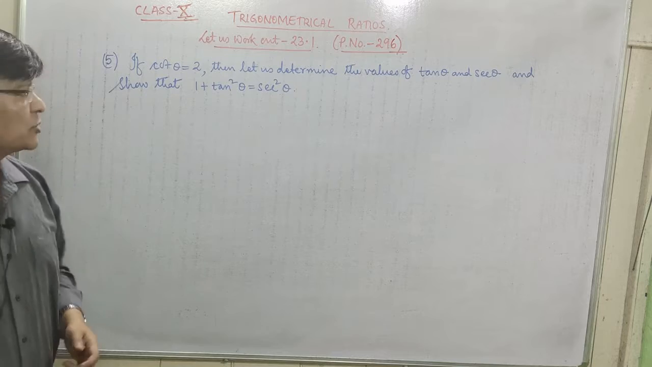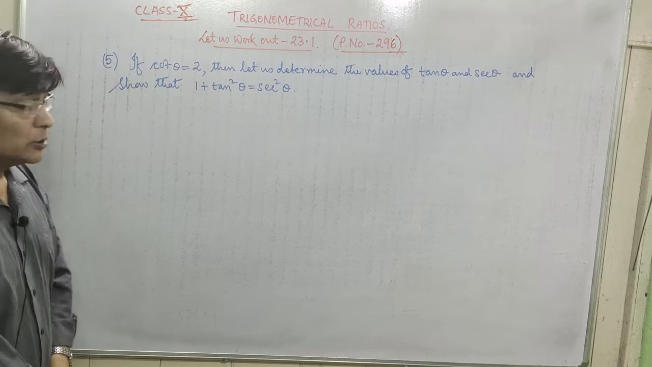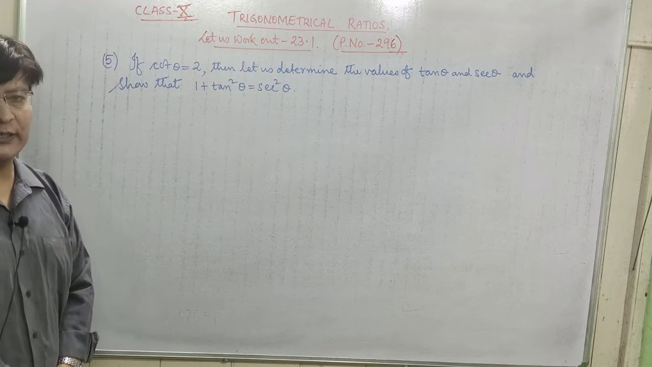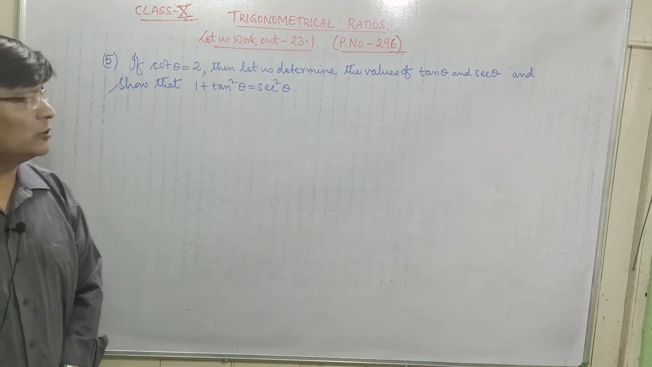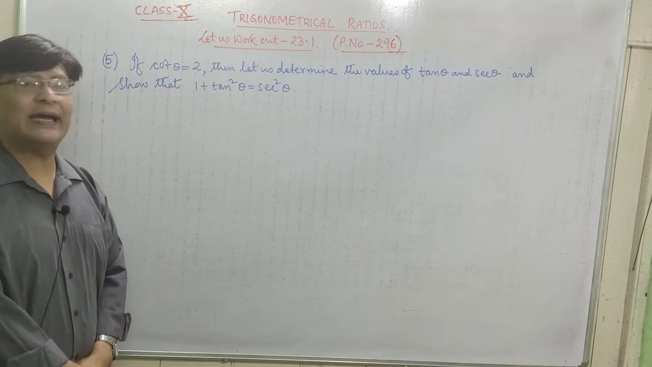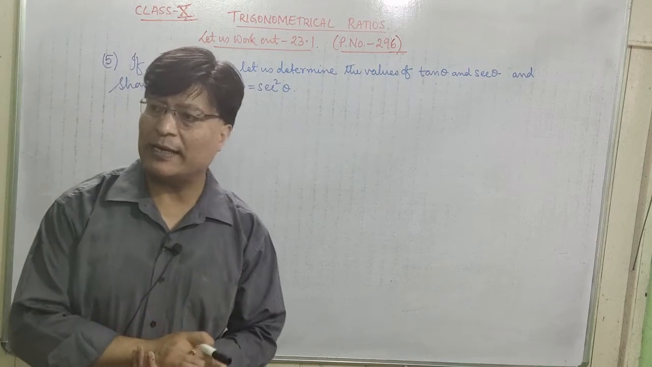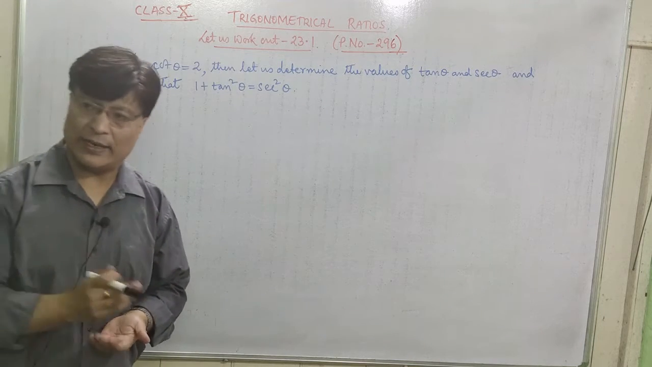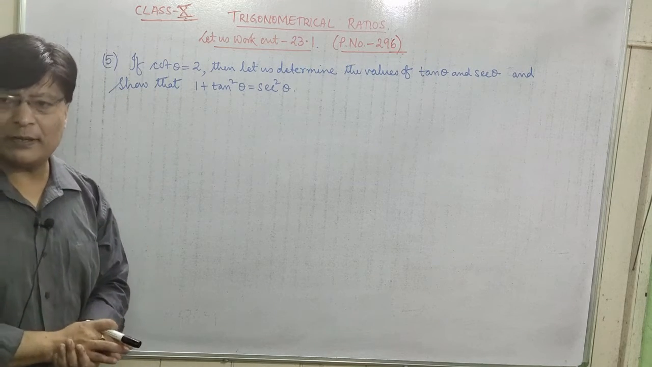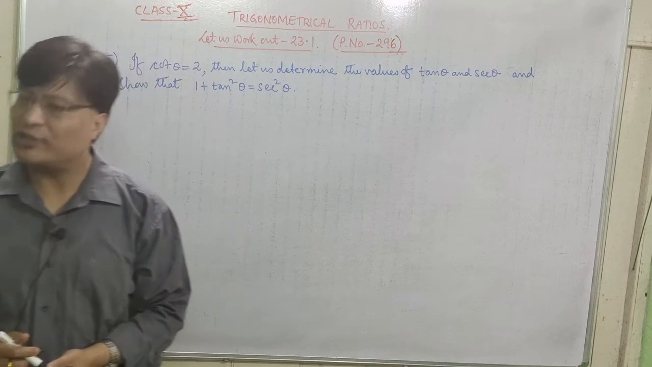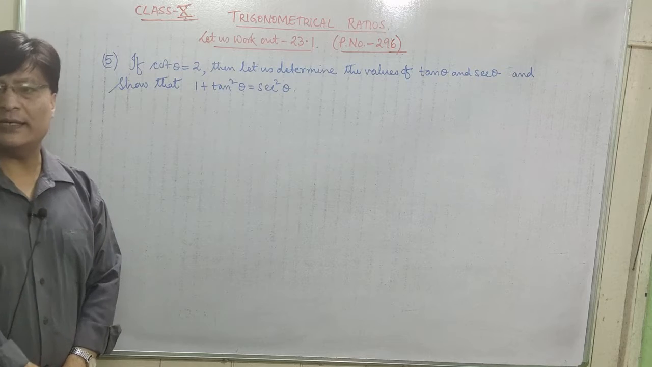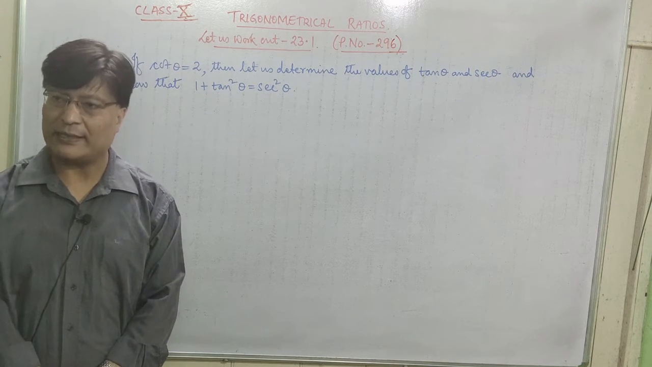So now we'll do the next question, that is question number 5. If cot theta is equal to 2, the value for cot theta is given, then let us determine the values of tan theta as well as sec theta. And you have to prove that 1 plus tan square theta is equal to sec square theta. Is that clear?